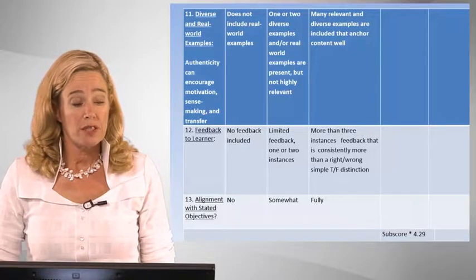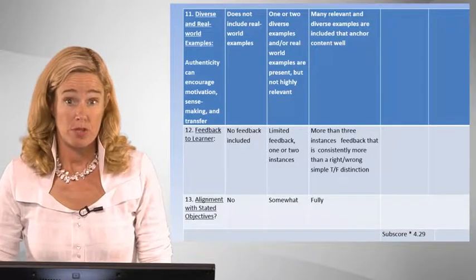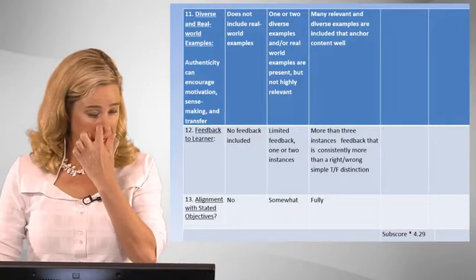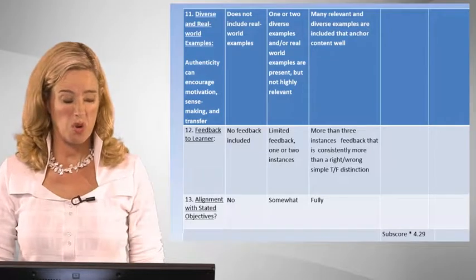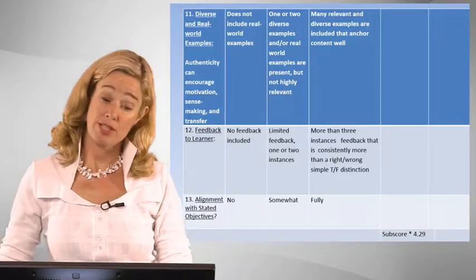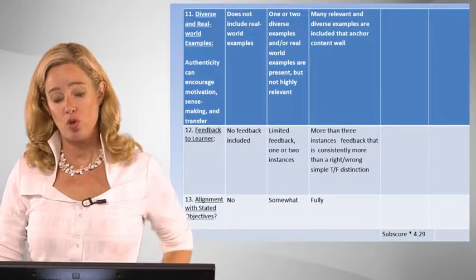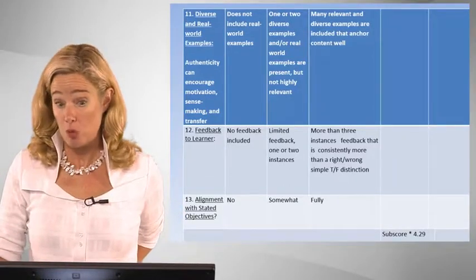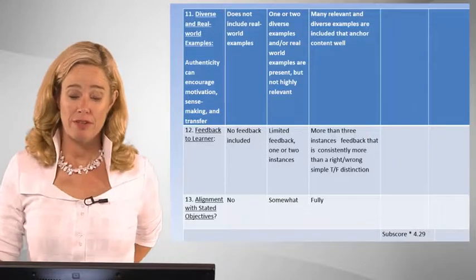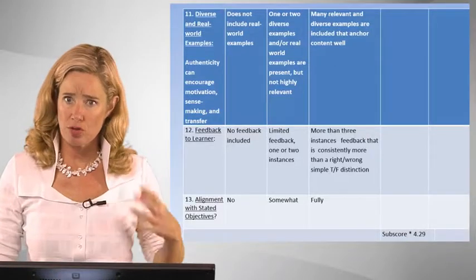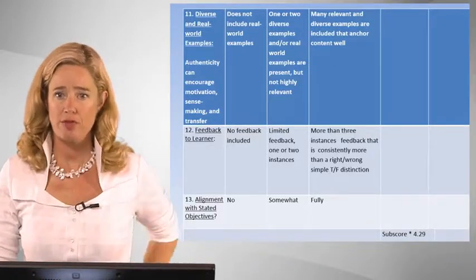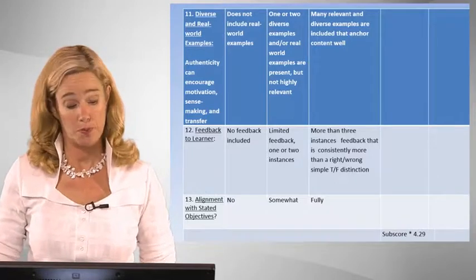11, real world and diverse examples. So is it authentic? Authenticity should be encouraged because that helps motivation and sense making and transfer. So if it only has 1 or 2 diverse examples or real world examples, it would get a 1. But if it has many relevant diverse examples, that helps anchor the content well and will encourage transfer to other topics, and that would get a 2.